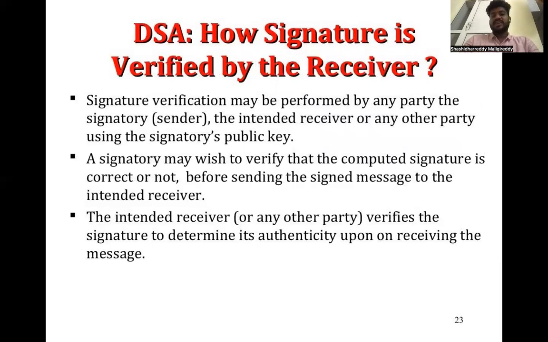Here is how the signature is verified by the receiver. Signature verification may be performed by any party, like the sender, the intended receiver, or any other user. If you have the public key of the sender, you can verify it yourself. There is no specific person to verify; anyone with the public key can verify it. The signatory may wish to verify that the computed signature is correct before sending the signed message to the intended user, and the intended user verifies the signature to determine authenticity upon receiving the message.